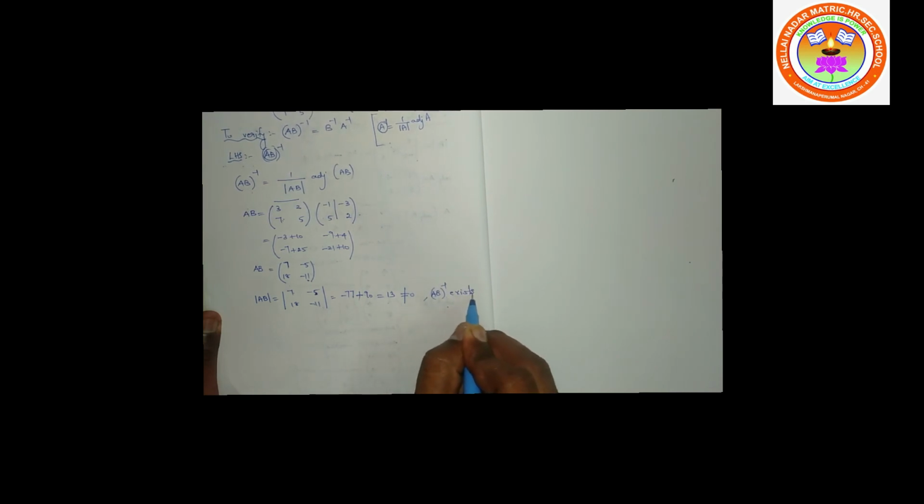Since the determinant of AB is not equal to 0, AB the whole inverse exists, no problem.